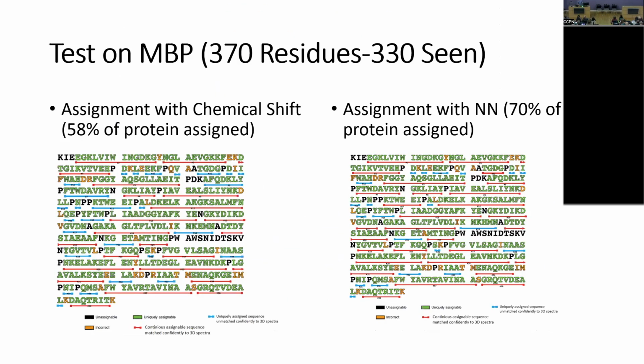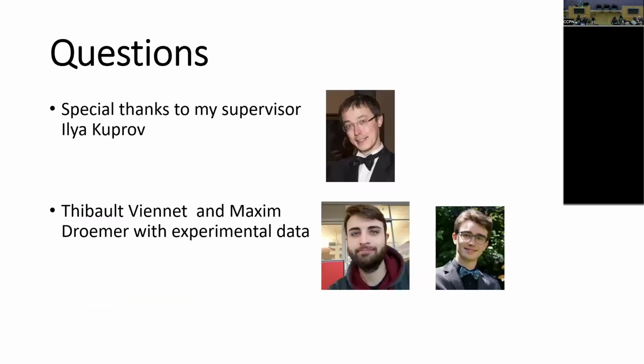And after getting long chains, I could assign them to a primary sequence very quickly, in a couple of hours, just by the process of elimination. With the neural network, I could assign 70% of the protein in just a couple of days. If I used the chemical shifts alone, I could only assign 58% of it, compared to 70% when we were using the neural networks.